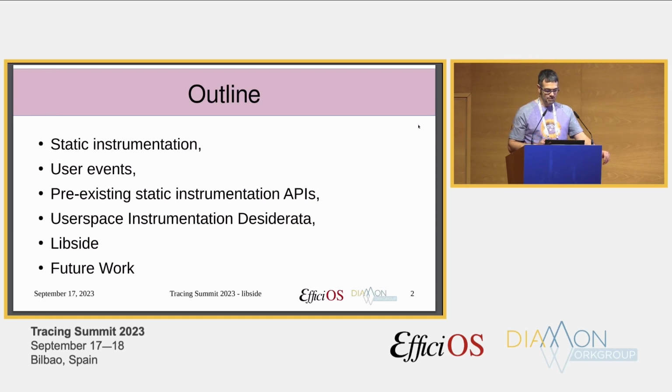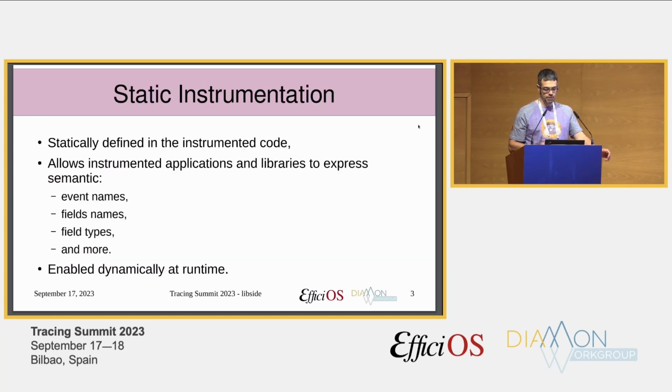Outline of this presentation. I will do an incomplete overview of static instrumentation mechanisms that exist. I will present what recently happened about user events in the Linux kernel. I will then go on to discuss specific APIs that currently exist for user space static instrumentation. Then I will list things we want in terms of user space instrumentation. I will present libside and discuss future work.